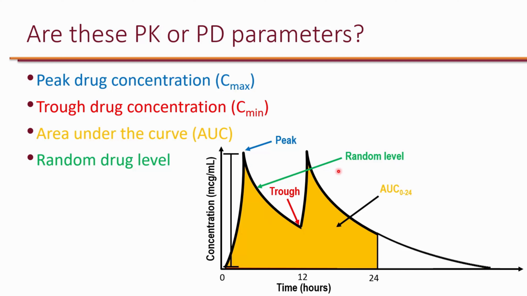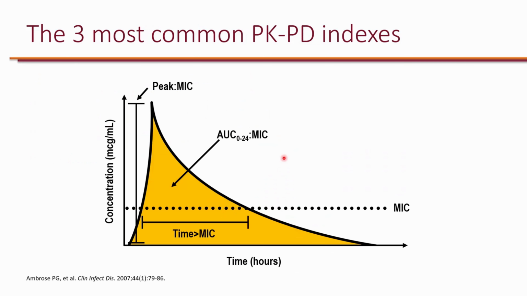and that would be considered a random level. Now, when it comes to antibiotics, these things only tell you how the body is handling the drug. Whether it's AUC or the peak or the trough, it's telling you how much drug is left in the body at a specific time. It doesn't tell you anything about the pharmacodynamics of the drug, because it doesn't tell you anything about the organism. What we need to know about the organism is the MIC, or the minimum inhibitory concentration. We can combine these pharmacokinetic parameters with MIC to get PKPD indices.